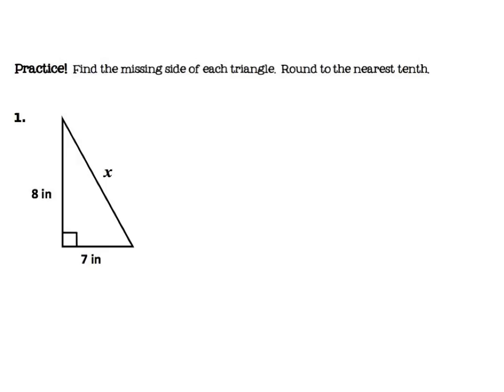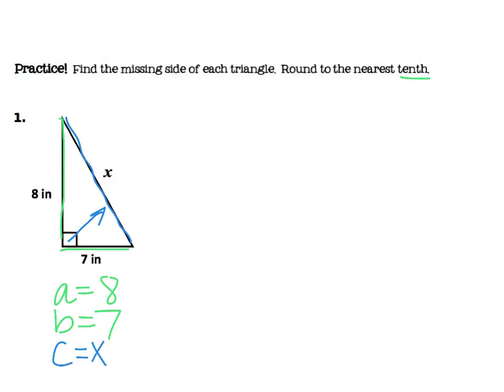Alright, so for example, we need to find the missing side of each triangle. And we're going to get decimals, so we want to round to the nearest tenth. Here we're given that one of the legs is 8 inches and the other leg is 7 inches. So A equals 8 and B equals 7. C is what we don't know. Now C is the side opposite the right angle, so C is your hypotenuse. And we know C equals X.